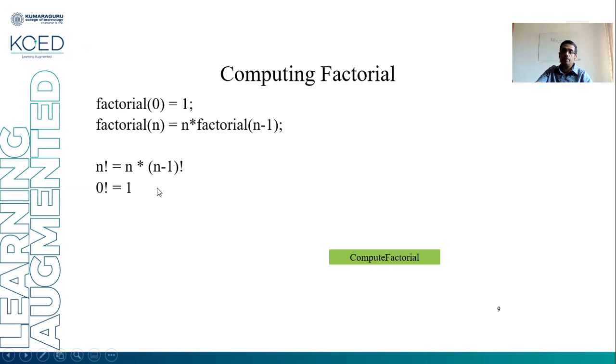Say you want to calculate 5 factorial. 5 factorial equals 5 into 4 factorial. So what is 4 factorial? 4 into 3 into 2 into 1. 4 into 3 is 12, 12 into 2 equals 24, which is 4 factorial. Multiply 24 into 5 and you get 5 factorial. So that is the formula. Factorial of 0 equals 1, as well as factorial of 1 also equals 1.